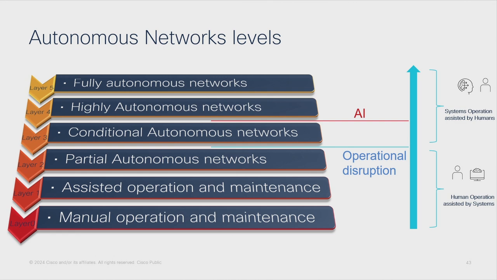If you remember, at the beginning, we started speaking about level 3. Why is that? Because from level 2 to level 3 is where we have the operational disruption. If you see here, the levels below 3, so 0, 1, and 2, are levels where we have human operations assisted by a system. Above that, from 3 onwards, we have system operations assisted by a human. So here there is this shift of ownership and responsibility from one layer to the other.